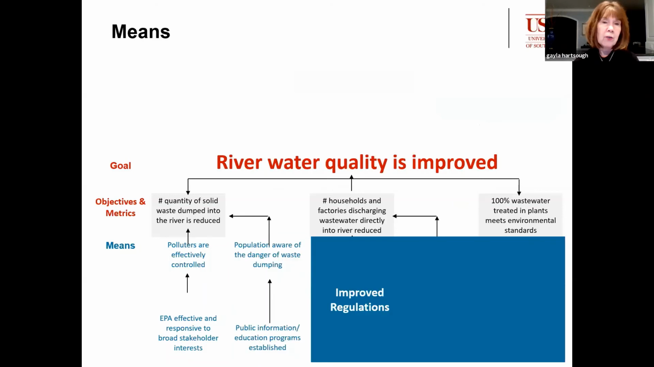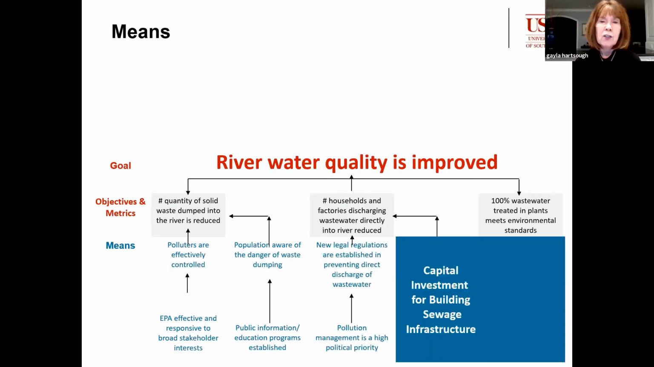Next, we're going to do stakeholder analysis. We're going to make sure the population is aware of the danger of dumping waste into the river, and we're going to have a major public education campaign. We're going to improve regulations. These new legal regulations will be established so we can prevent discharges into the river, and we're going to make sure the politicians establish this as a high priority.